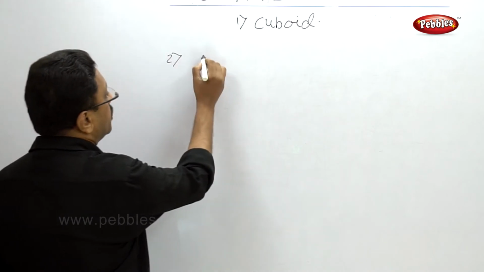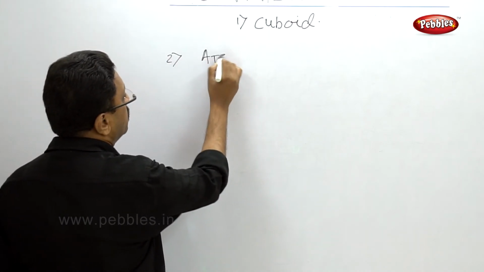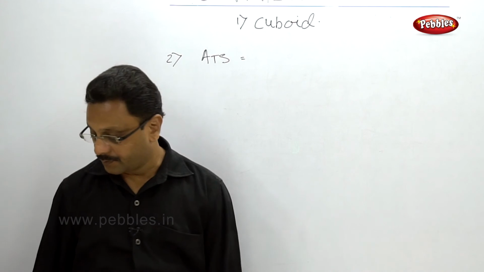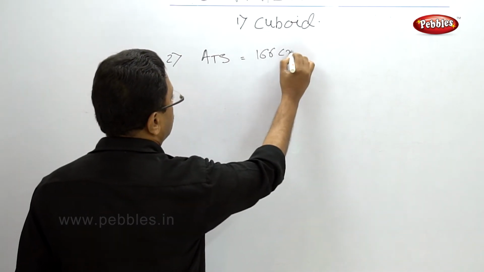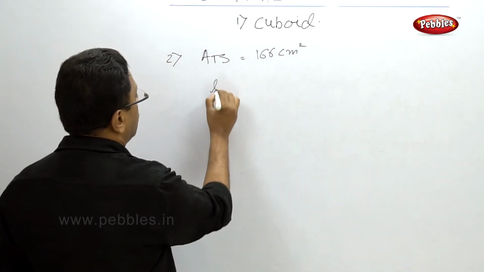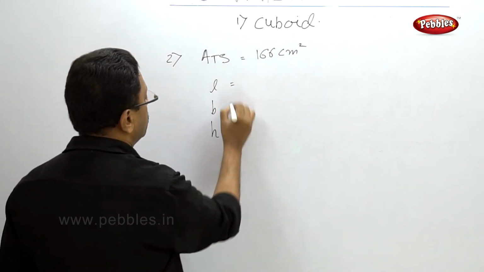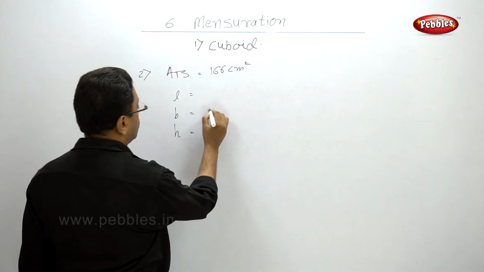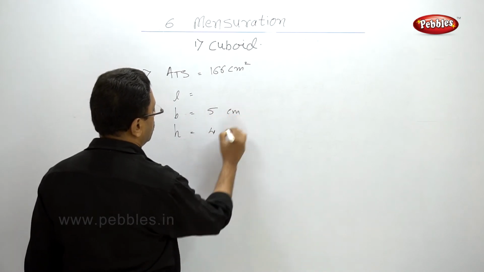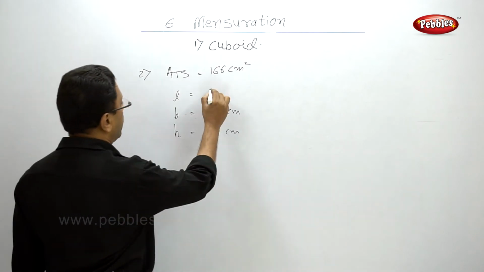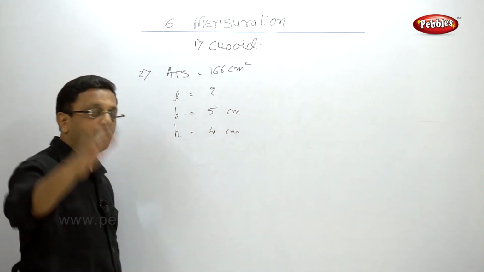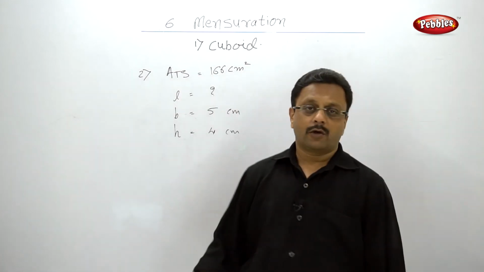Here, the total surface area is given as 166 centimeter square, L, B, H. Breadth and height are 5 and 4 respectively. You have to find out the length. Please pause your video and solve this example.